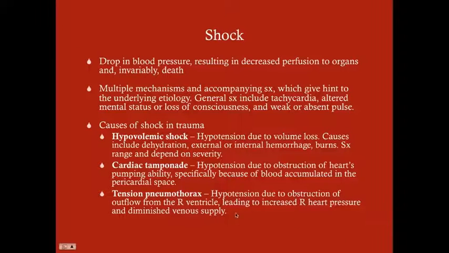Tension pneumothorax is due to an obstruction in the lung, the affected lung, and so this is an injury that happens to the lungs, and you get a reduced ability of the heart to flow out to the lungs, out from the right ventricle, and this is going to result in an increased right heart pressure and a diminished venous supply. So you may see that there are some similarities between cardiac tamponade and tension pneumothorax, and it's going to be really important to be able to differentiate these two apart because clinically they can appear very similar, but there are some key clinical features that will differentiate these two.